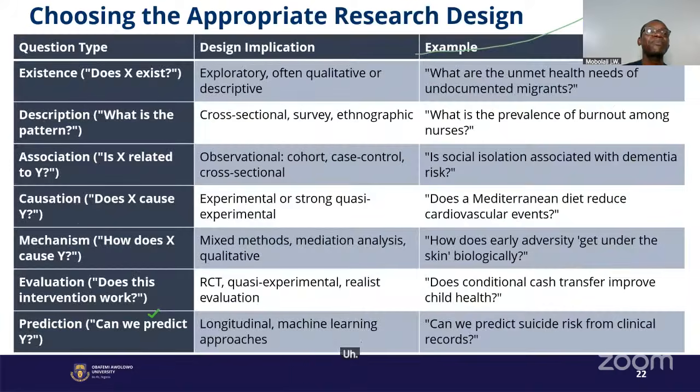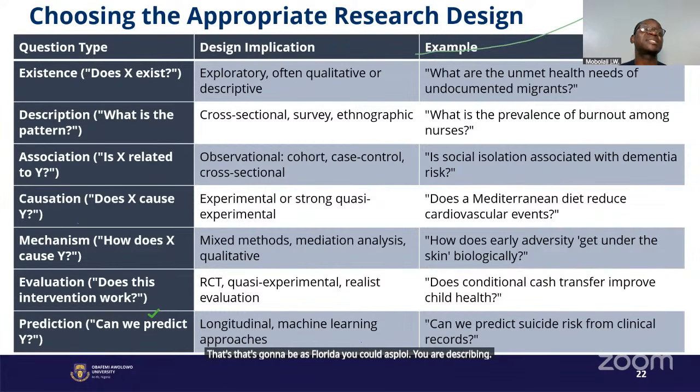Now, as we begin to conclude, how do we choose an appropriate research design? Largely your research question determines which research design you're going to use. If your research question wants to know whether X exists, in such a study, you could be thinking of exploratory. Usually if you want to explore, you use qualitative approach or you use descriptive approach. For example, you want to look at the unmet needs of undocumented migrants. That's going to be exploratory. You are describing.